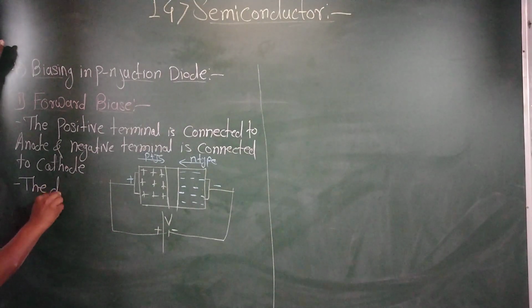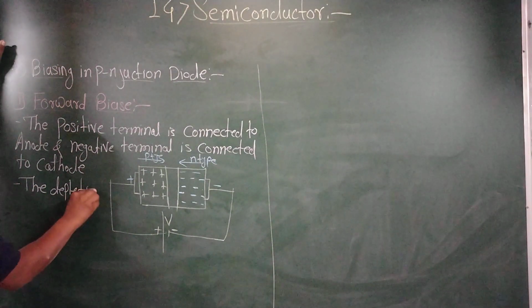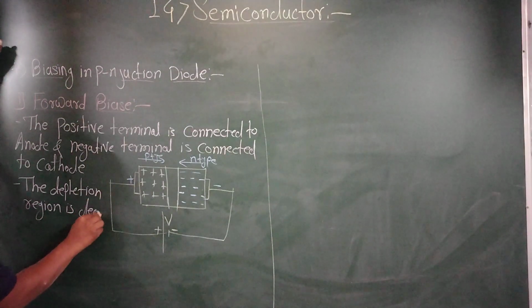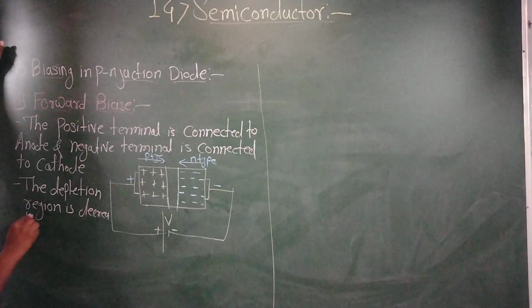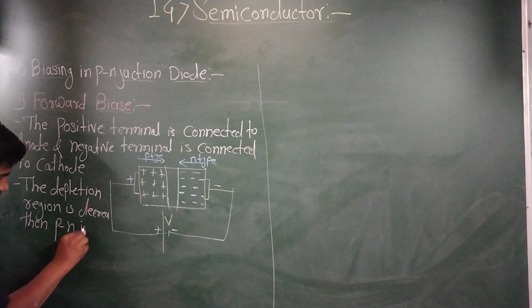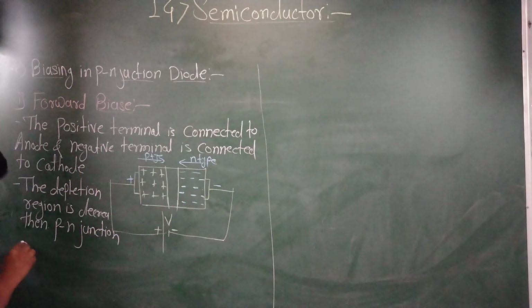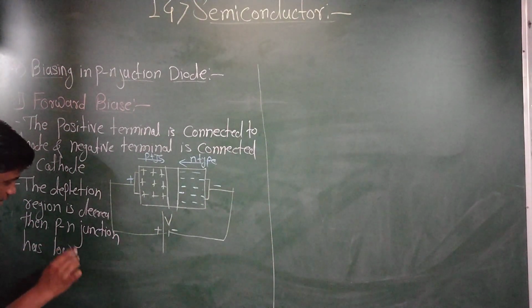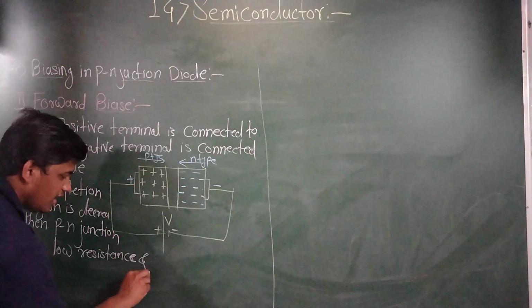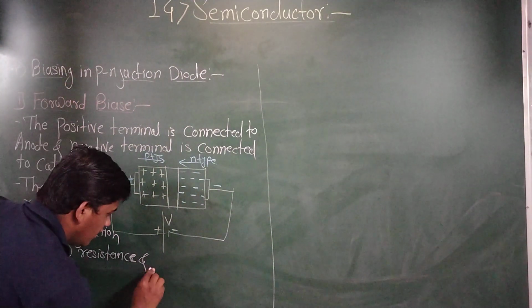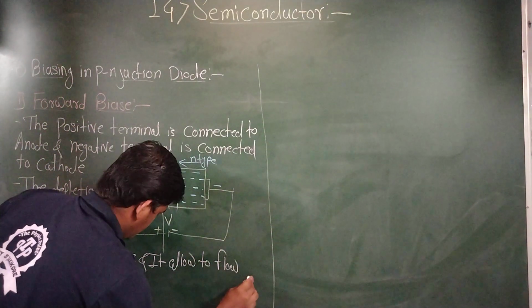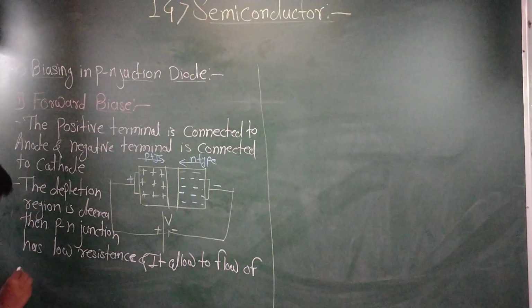The depletion region is decreased, then the PN junction has low resistance, and it allows a large amount of current to flow.